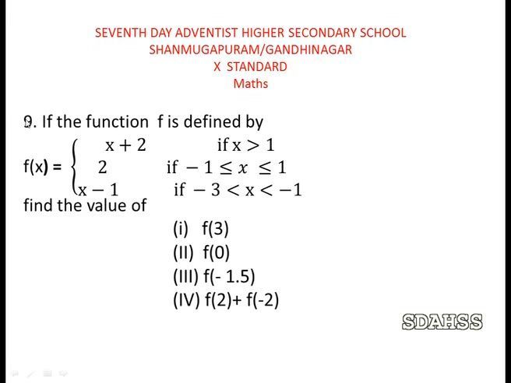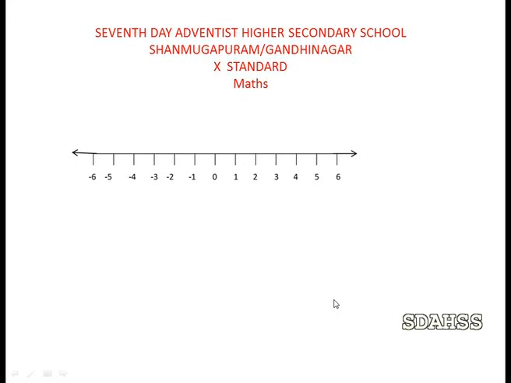Ninth sum. If the function f is defined by f(x) = x + 2 if x > 1, 2 if −1 ≤ x ≤ 1, and x − 1 if −3 < x < −1, find the value of f(3), f(0), f(−1.5), f(2) + f(−2). Consider a number line.